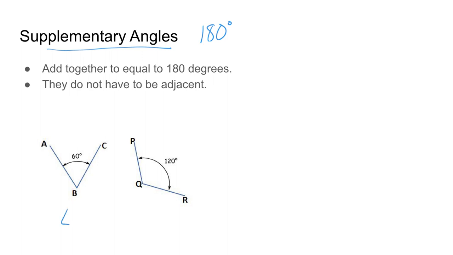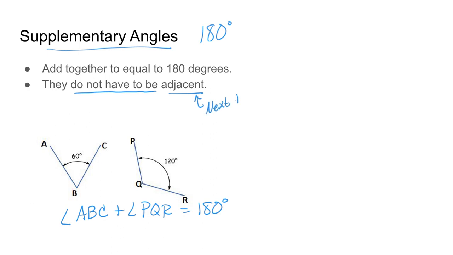So angle ABC plus angle PQR equals 180 degrees. They do not have to be adjacent. So adjacent, this word, means next to. Okay, it's not next to the other angle. There's clearly space between these two angles, but they are both supplementary because when I add the measure of this angle plus the measure of this angle, I get 180 degrees.